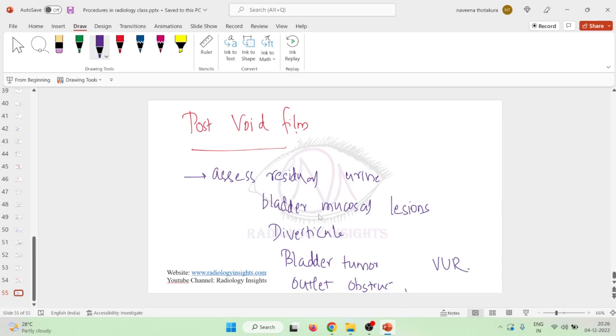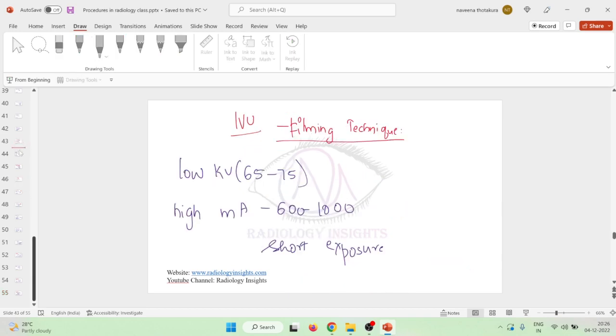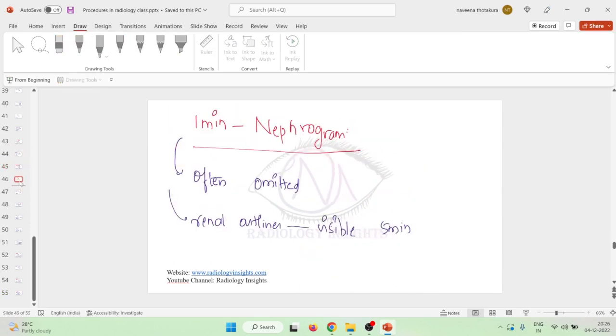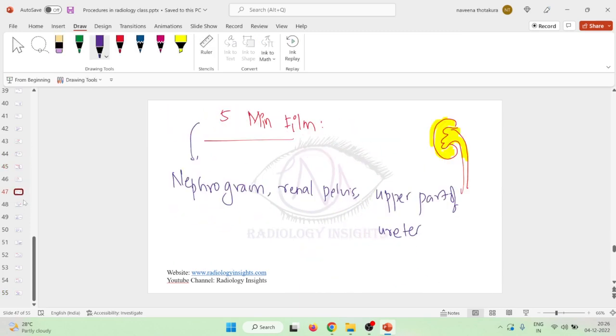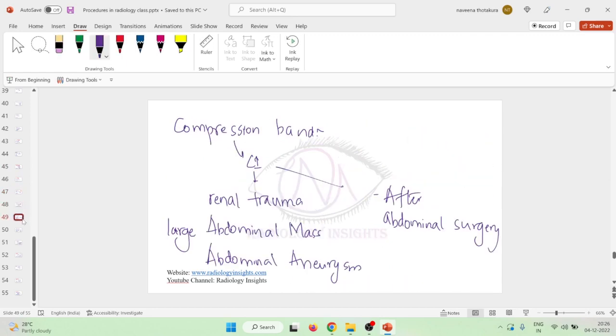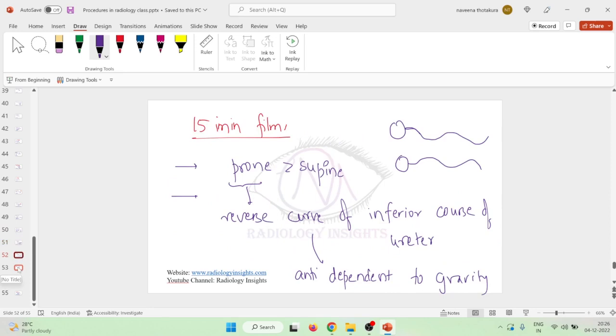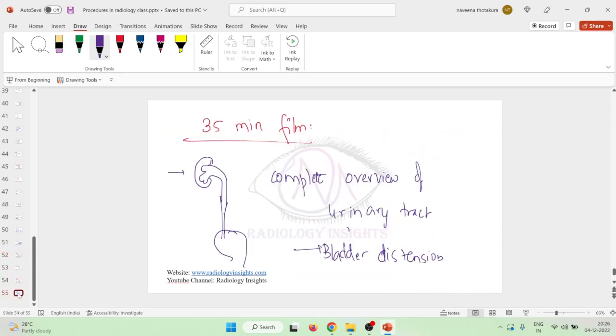So these are the different films which are used in intravenous urography. That is, we have seen the standard films: the 1 minute film, the 5 minutes film, then we have a 15-minute film followed by the 35 minutes film.